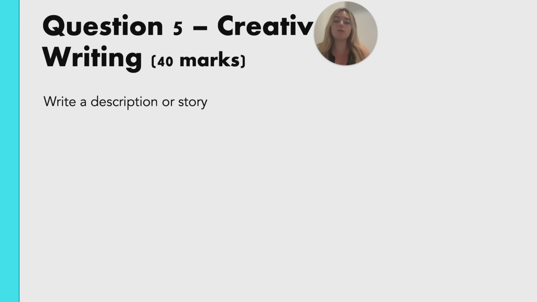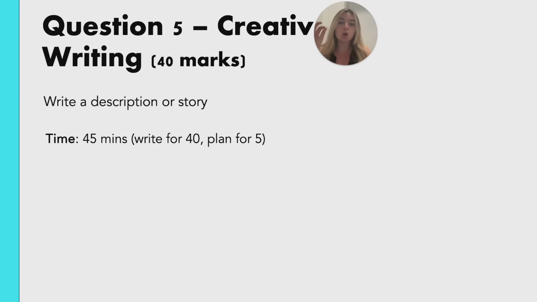So this question will be write a description or story. So the time for this is about 45 minutes, about 55 minutes if you've got extra time. I would say write for 40, plan for 5. And the reason I say plan for 5 is you would have already pre-written up your creative writing. Again, I know people are like, oh, what? You can pre-write your whole creative writing before you even get into the exam, then all you've got to do is adapt it in the exam. That is it.